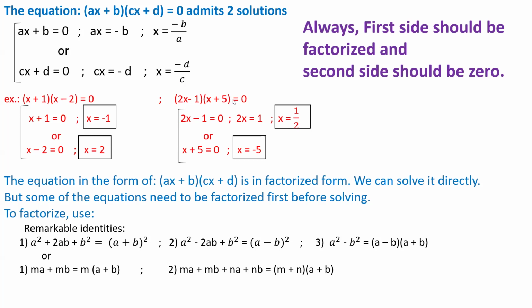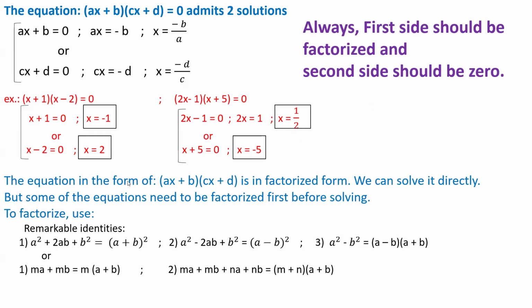2x minus 1 into x plus 5 is equal to 0. Also, this is a product equation since the second side is 0 and the first side is factorized. So 2x minus 1 is equal to 0 or x plus 5 is equal to 0. If 2x minus 1 is equal to 0, then 2x equals 1, then x equals 1 over 2. If x plus 5 is equal to 0, then x is equal to minus 5. As you can see, the first side should always be factorized and the second side should be 0.